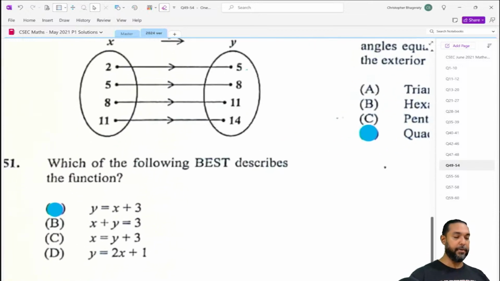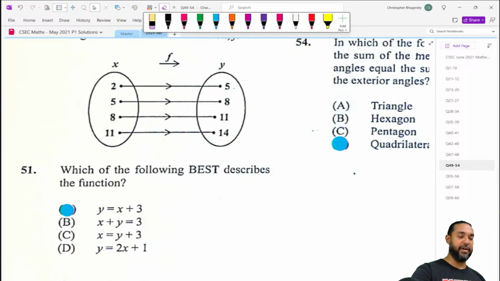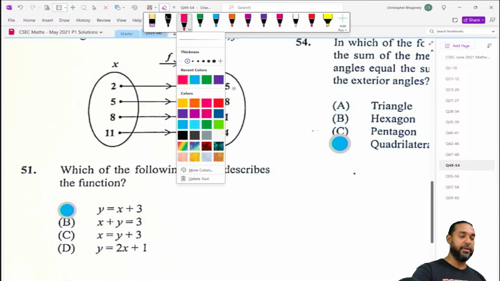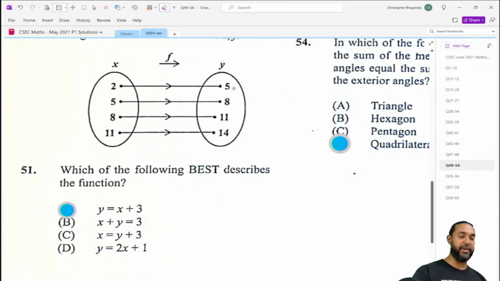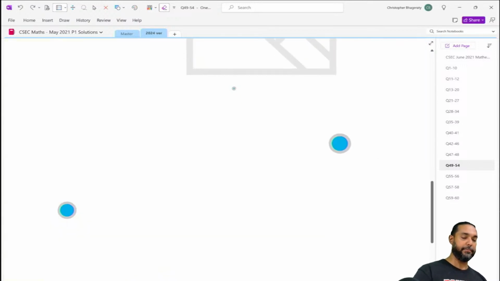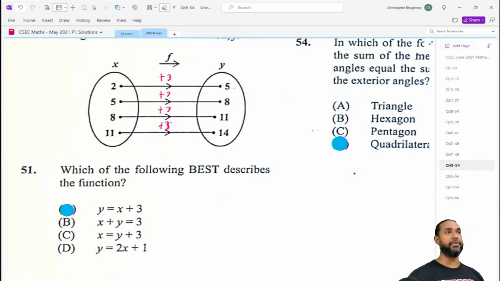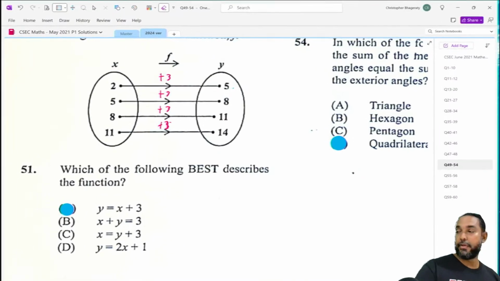51? All right. So they're looking to know, what's the function here that maps each of the x values onto the corresponding y values? If you look at the values, to go from 2 to 5, you have to add 3. To go from 5 to 8, you also have to add 3. Same thing from 8 to 11. Same thing from 11 to 14. So the function was y equal to x plus 3. Okay, cool.